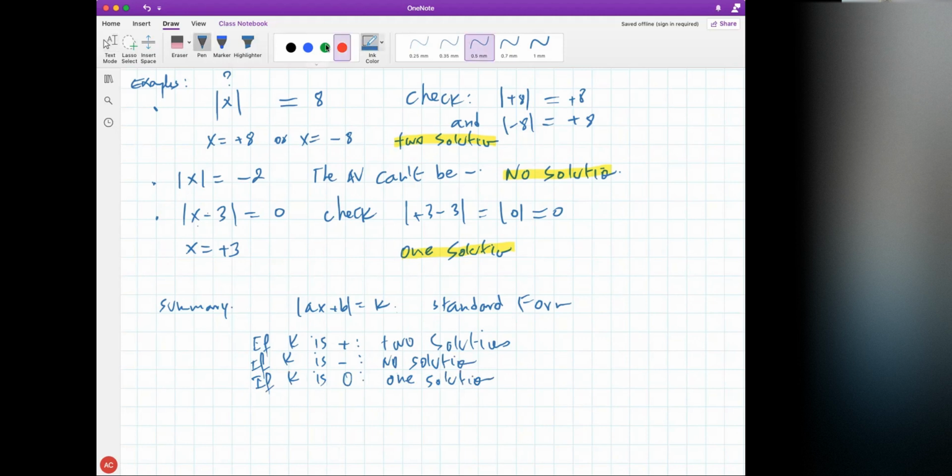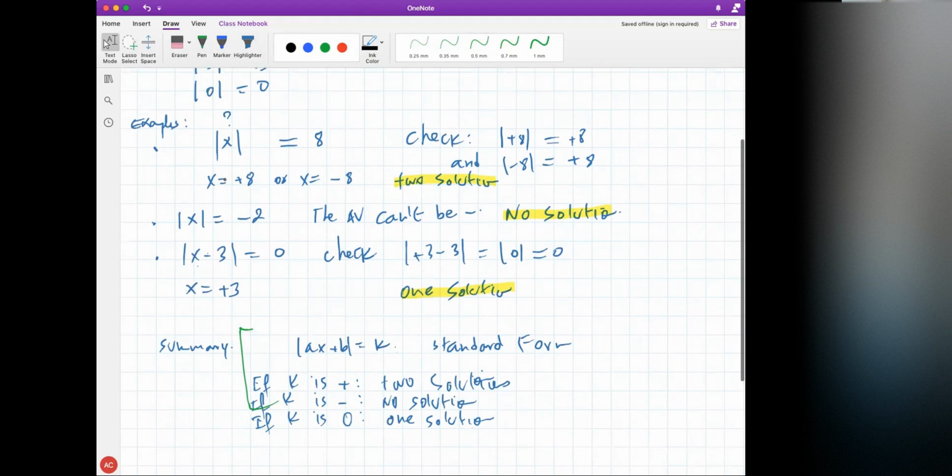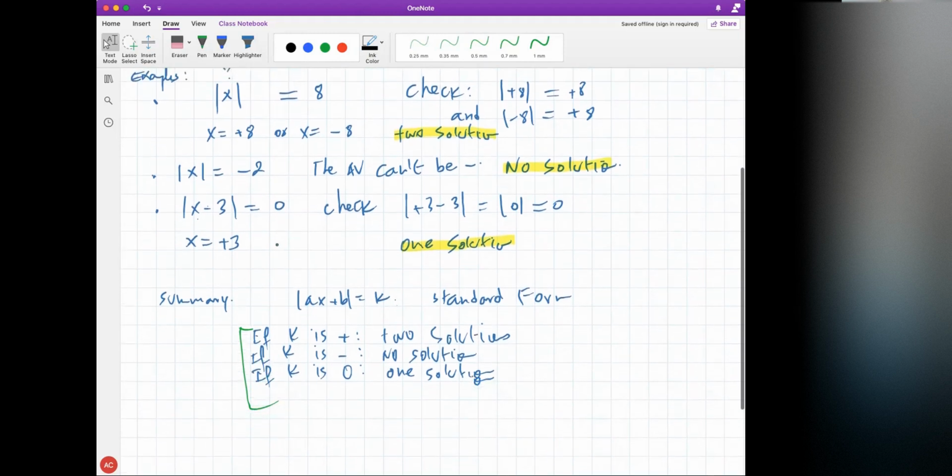All right, so remember this is very important here. Always look at k and decide whether to solve or not to solve. So if there's a negative, save time, just say no solution and move on. So let's see the actual steps of solving all of these.